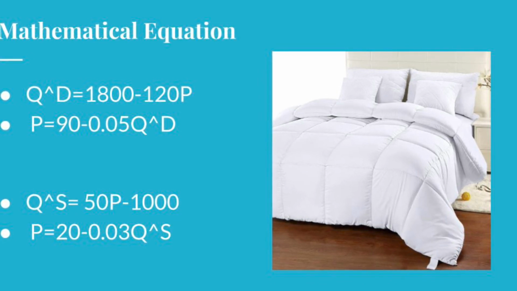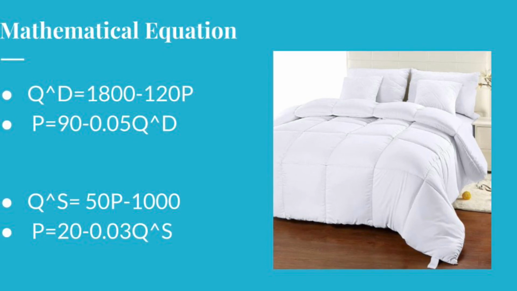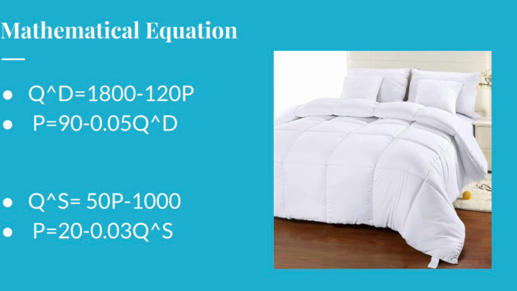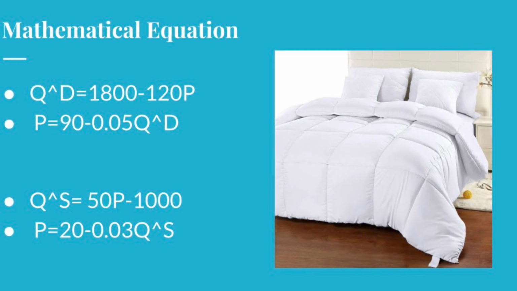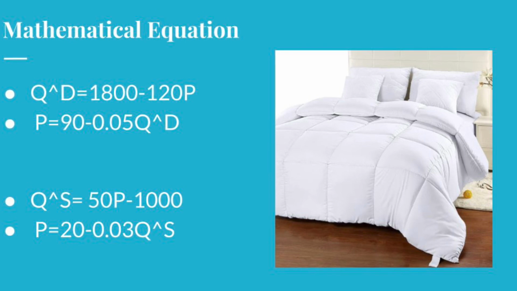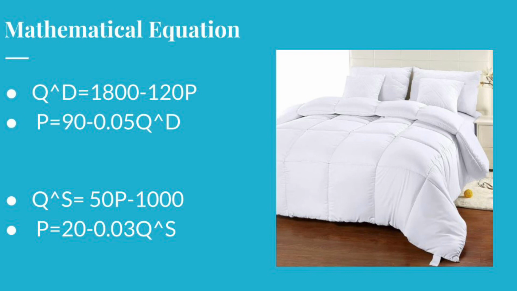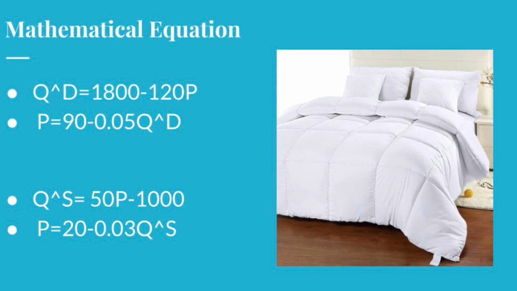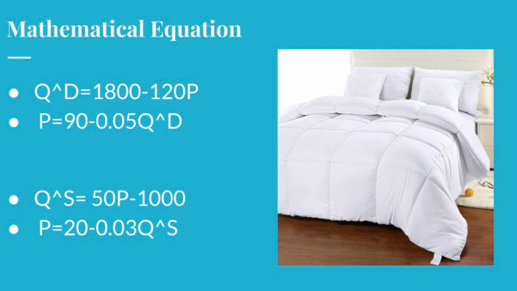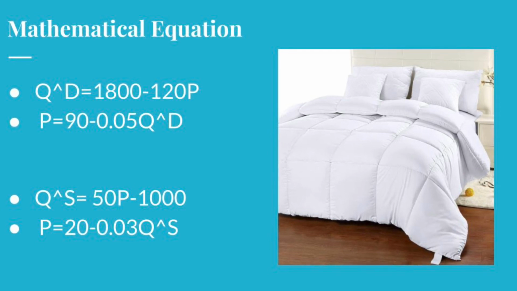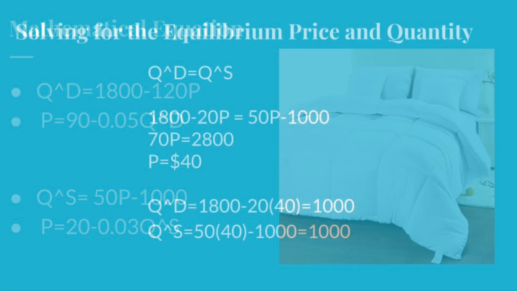In this case, the inverse supply curve would be P = 20 + 0.03 Q^S. Here, the vertical intercept, $20, gives us the minimum price to get a seller to sell the comforter. At prices of $20 or less, there will be no supply. So we know that the equilibrium price should be between $20 and $90.